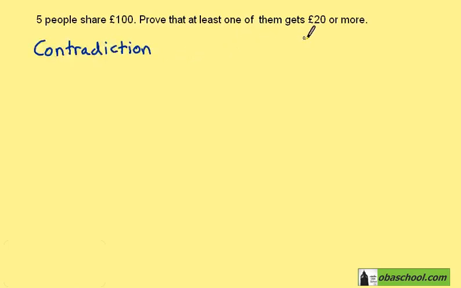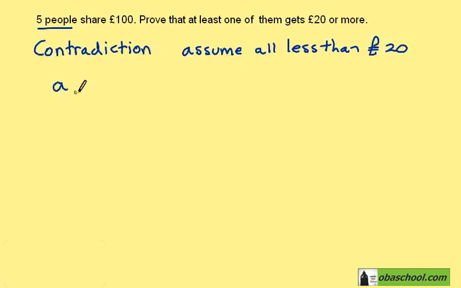So here we're going to make the assumption that all of them get less than £20. And we're going to go on to show that this assumption cannot work. We have 5 people sharing. Let's assume that their amounts are A, B, C, D and E.